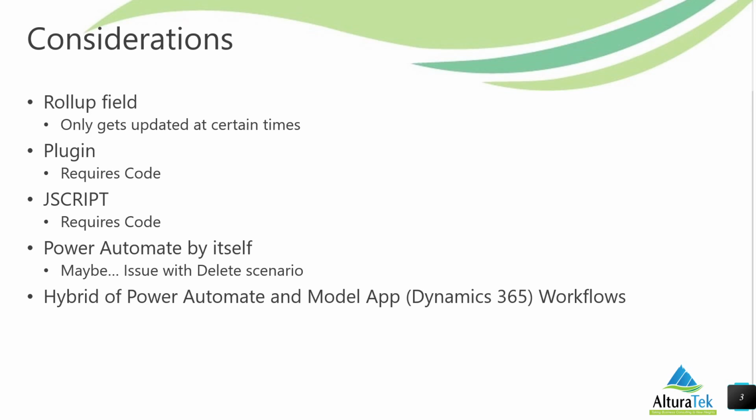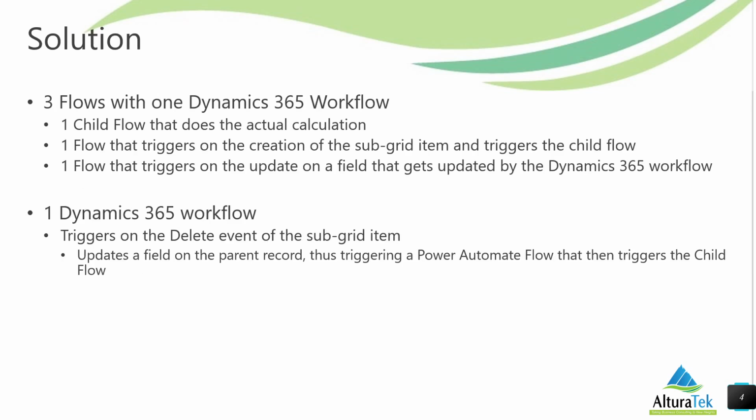So I had to come up with a way to do this using a hybrid model of Power Automate and an actual Dynamics 365 workflow. So how do I come up with the solution? Basically, 4 different workflows: 3 workflows in Power Automate, and then 1 Dynamics 365 workflow. So in Power Automate, I have a child flow that basically does the actual calculation. It takes a look at all the items in that subgrid. It puts them in an array. It does a for each statement, and then it calculates whatever the subtotal is.